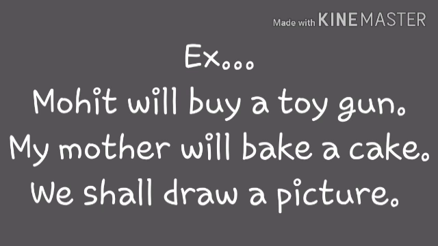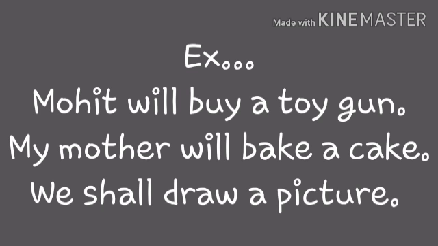Mohit will buy a toy gun. Where Mohit is the subject, then I am using will, with that the main verb buy, and a toy gun. Then my mother will bake a cake. Where will, then I am using the main form of the verb bake, a cake.